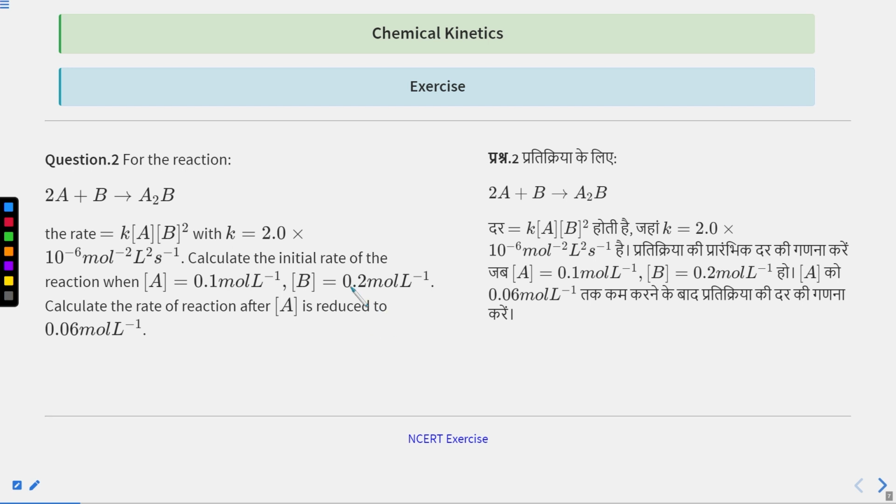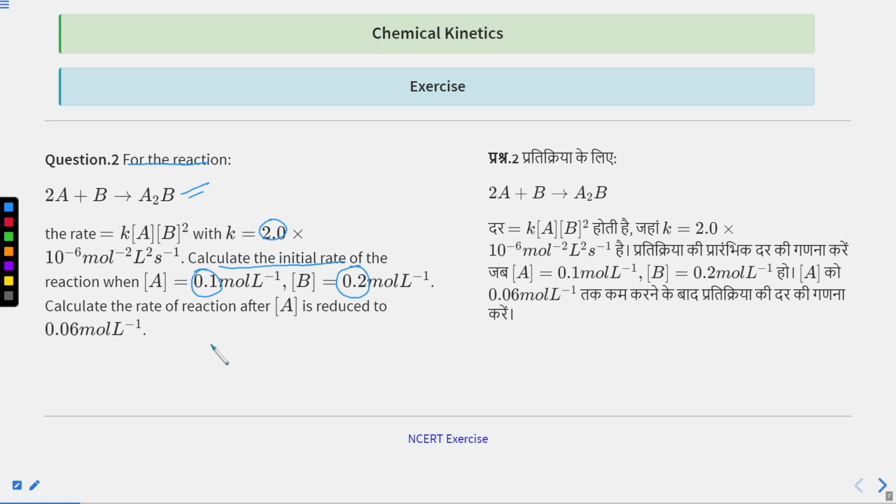Okay. Now next question. The question says that we are given a hypothetical reaction, 2A plus B gives us A2B, and the rate is given as k[A][B]^2, and the rate constant is mentioned as 2.0 into 10 to the power minus 6. What we have to calculate is the initial rate of reaction when A equals 0.1 and B equals 0.2, right? So this is the first question. Second is, calculate the rate of reaction after A is reduced to 0.06. Okay, so let us do this question.